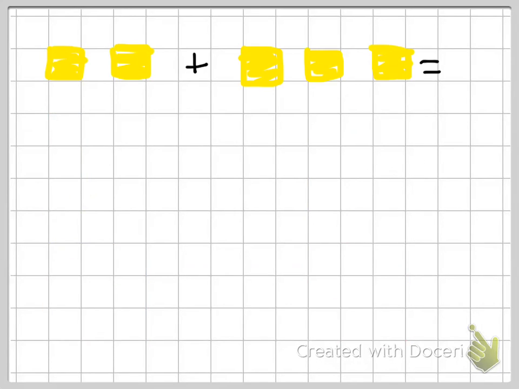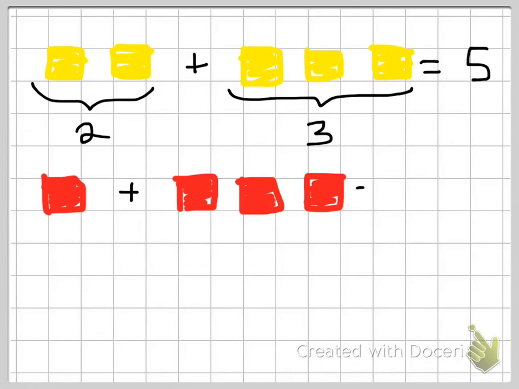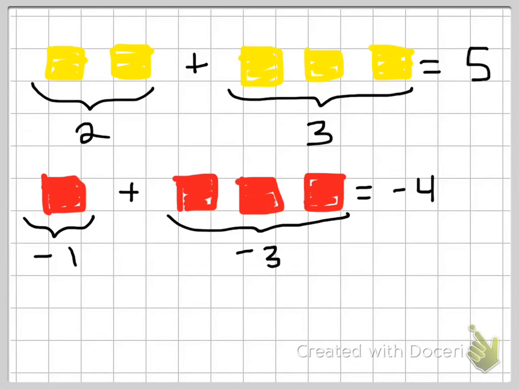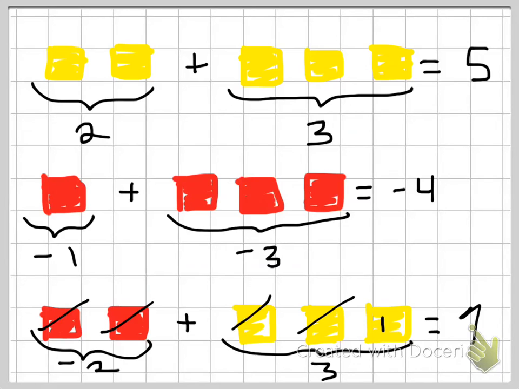So if we have a problem that looks like this, and you have 2 yellows plus 3 yellows, what does it equal? The first set's 2, and the second set's 3, so that's just 5. What if we have 1 red plus 3 reds? That's going to be -1 plus -3, which is -4. Then if we have 2 reds plus 3 yellows, this is -2 plus +3, which is 1.